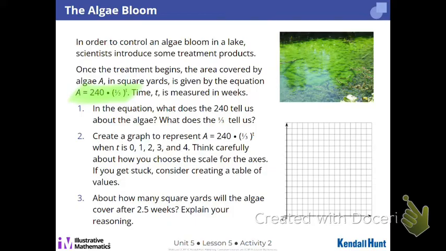So you're going to go through and say with your partner what 240 and 1/3 mean in context. You are then going to graph this function for 1, 2, 3, 4 weeks. And then you're going to make a claim after 2.5 weeks how much algae is left. Is this going to be a growth or a decay function? Decay, right? This chemical is killing the algae.